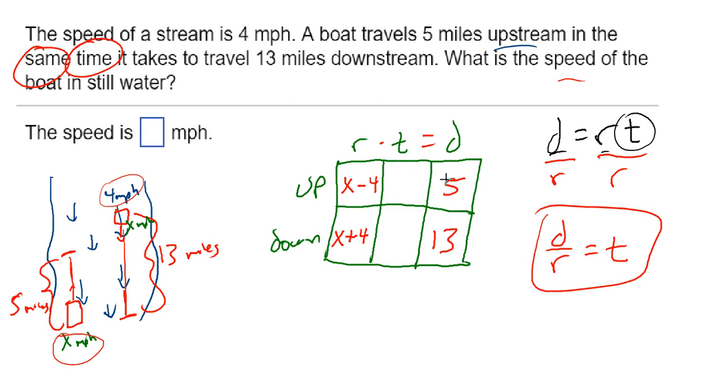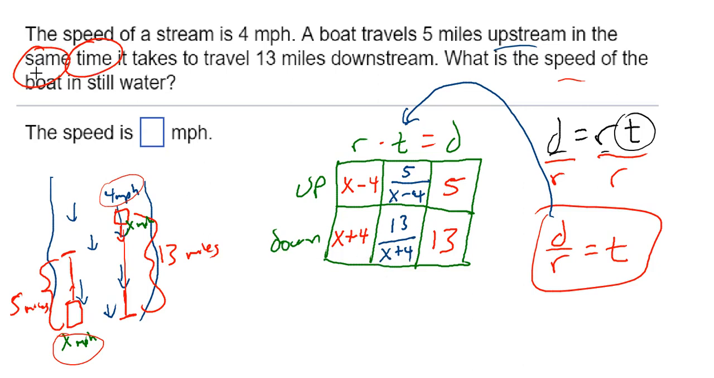And so for going upstream, we'll take the distance, which is 5, divided by the speed, which is X minus 4. So to find the time, it's the distance divided by the speed. I'm sorry I keep misspeaking. Hopefully you're able to follow along still. For downstream, the distance is 13, divided by the speed, which is X plus 4. And so now we have an expression that represents the time it takes to go upstream. We have an expression that represents the time it takes to go downstream.